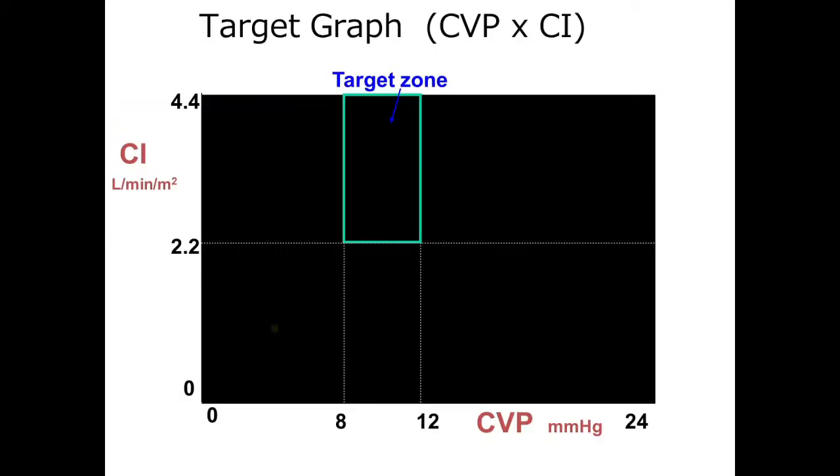This is just an example. Our hemodynamic graph can make this XY graph. This is a combination of two parameters. For example, the horizontal axis is CVP, and the vertical axis is CI, cardiac index. Also there is a target. In this case, CI should be more than 2.2, and CVP should be between 8 and 12. This is a target, and we can change it.